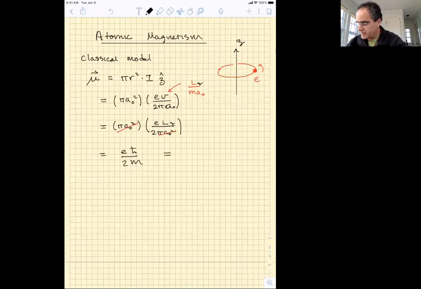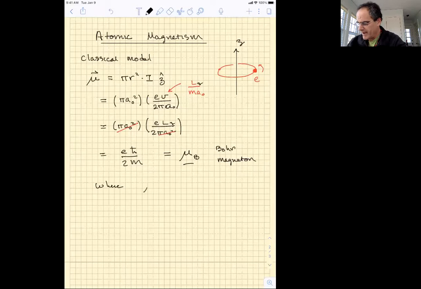And it's just determined by a set of fundamental constants: e, the fundamental charge, times h bar, divided by 2 times the mass of the electron. And this quantity has a name. It's called the Bohr magneton. And just as the z component of angular momentum is quantized, this is telling me that magnetic moment in atoms is also quantized, but it's quantized in units of the Bohr magneton.